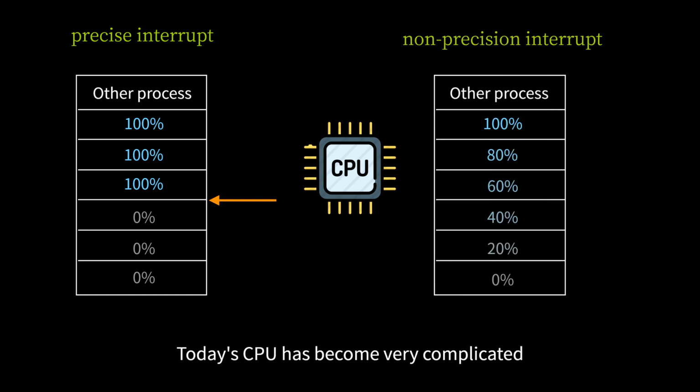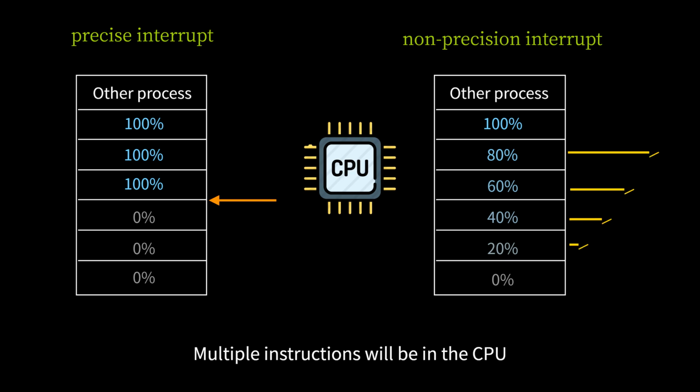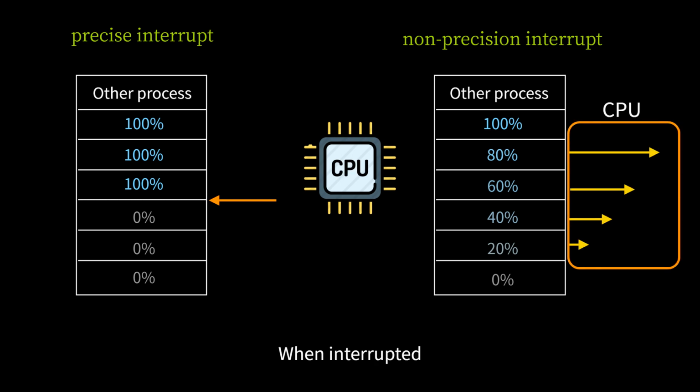Today's CPU has become very complicated. For example, the CPU uses a pipeline internally. Multiple instructions will be in the CPU at the same time. When interrupted, the states corresponding to these instructions need to be saved.